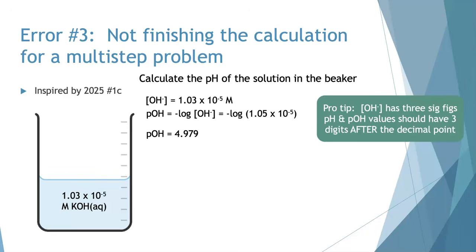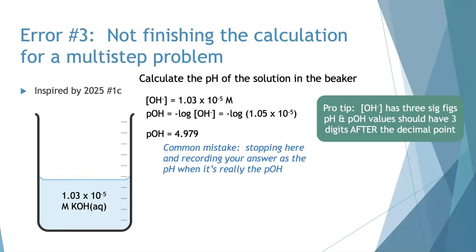I've not seen the College Board ask questions about sig figs in pH calculations, but still, you should try to be careful about that. The common mistake that we were seeing here with this question is that students stopped here, wrote down 4.979, and recorded their answer as the pH. But it's actually the pOH. There was one more step you needed to do. You needed to remember that pH plus pOH add up to 14 when you're at 25 degrees Celsius. So the pH is 14 minus the pOH, or 9.021. And that's what you needed to write down here.